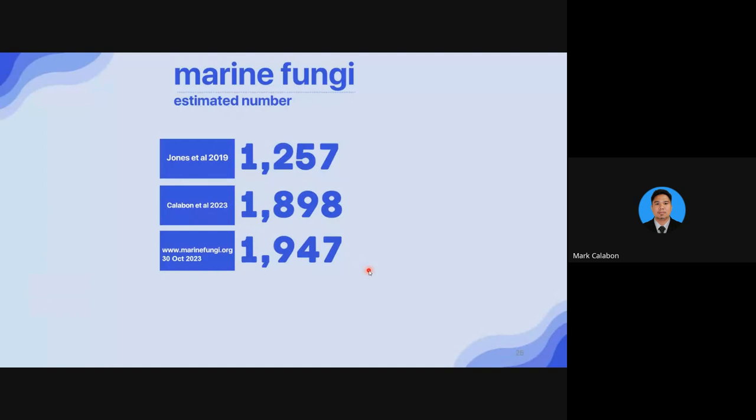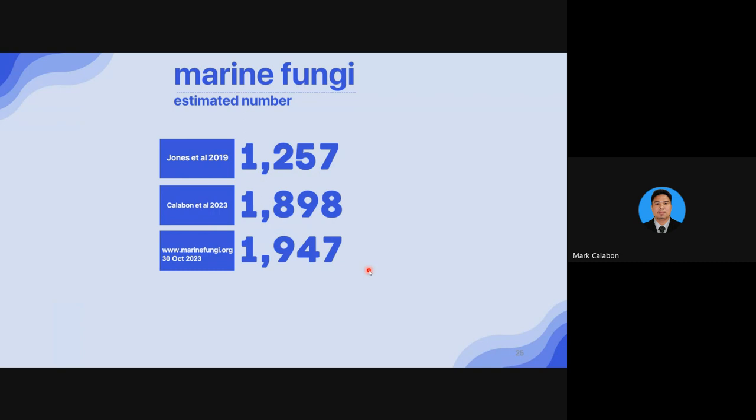But in 2019, he highlights the importance of molecular data, and he also provided a classification listing of marine fungi based on the updated classification of that year. So Jones et al. 2019 provided 1,257 species. And in our latest publication, it's around 1,898 species already. Take note, it's increasing. The published paper is actually 2022 data from our publication. And we tried to incorporate new data from 2023, and it's already 1,947 species.